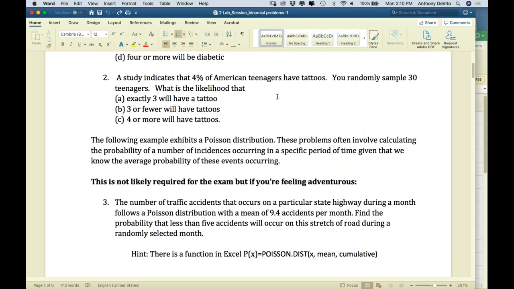Okay, study in the case that 4% of American teenagers have tattoos. So what's that? That's our probability, our p-value, 0.04. You randomly sample 30 teenagers. What's that? That's our sample size, n. What is the likelihood that exactly 3 will have a tattoo? I'm going to let you guys figure that out. Okay, bring up Excel on your computers and plug it in. Exactly 3. Not 3 or more, not 3 or less, just exactly 3. I'm going to give you a chance to do it, and then I'll do it with you.